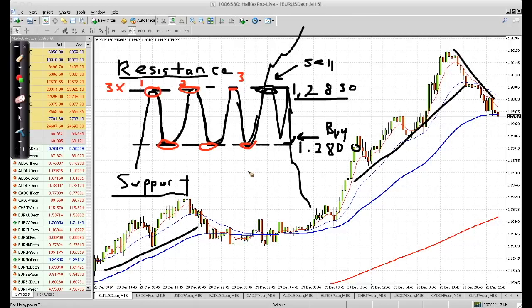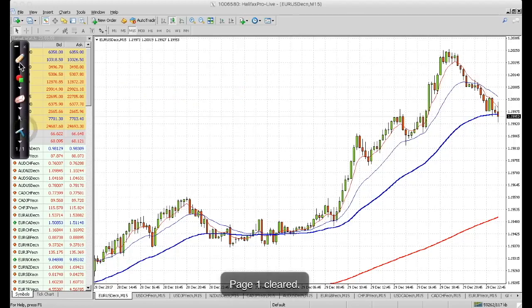The other important thing to understand about resistance and support is that it is not a defined line per se. It's more like a zone. Okay, more like a zone. So what do I mean? Let me draw it one more time.